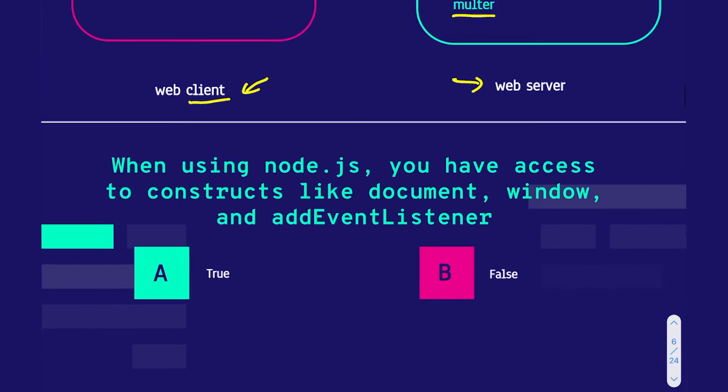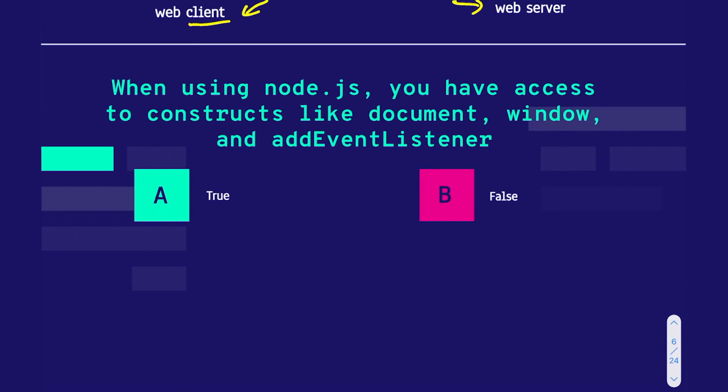All right, next question. When using node.js, you have access to constructs like document, window, and addEventListener. A, true, B, false. The correct answer is false. Yeah, you don't actually have access to any of these.